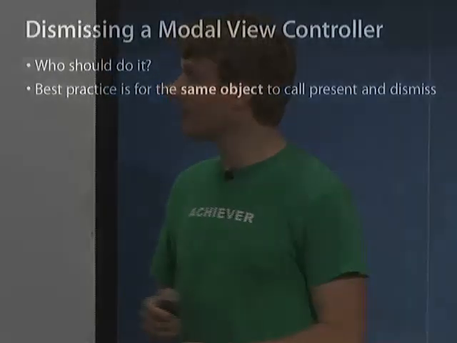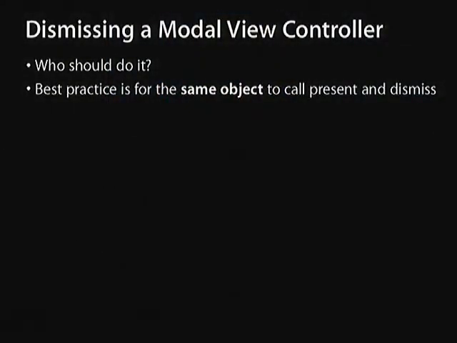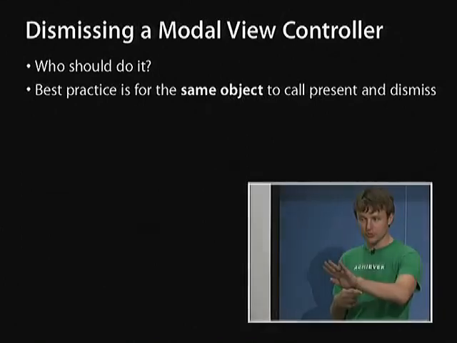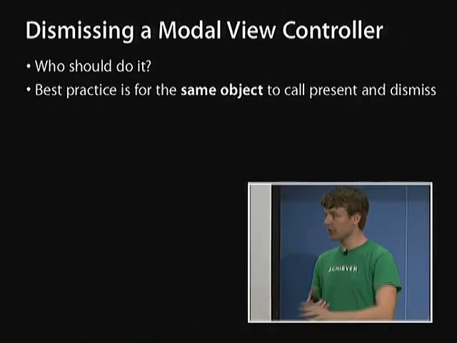So, dismissing a modal view controller. Who should do it? When? How should it happen? As I mentioned before, the best practice is for the same object to do the present and the dismiss. Whoever calls present modal view controller should also call dismiss modal view controller animated.